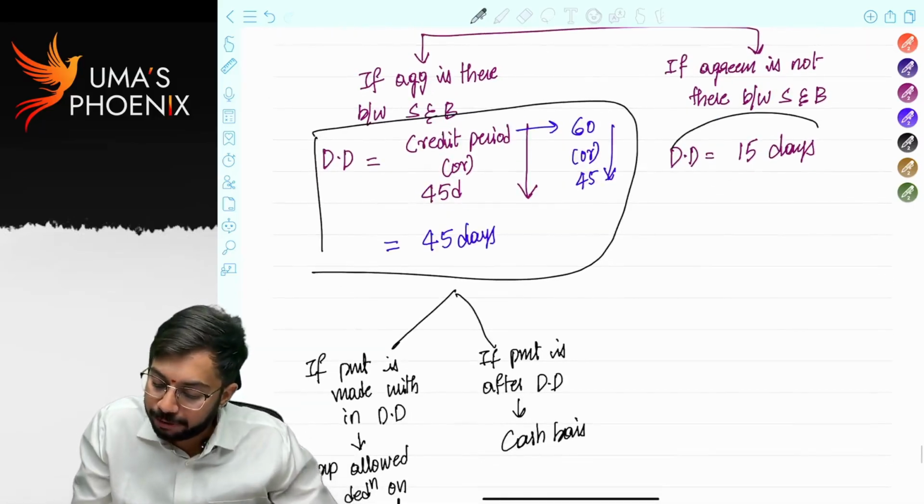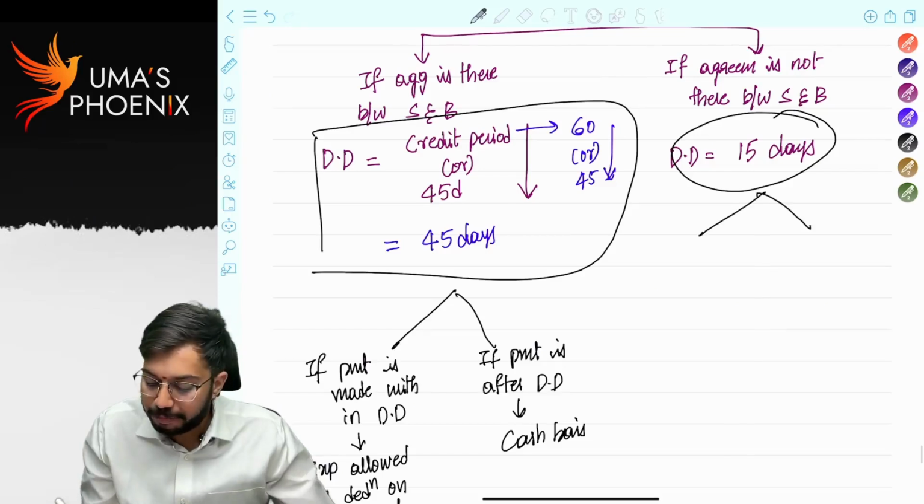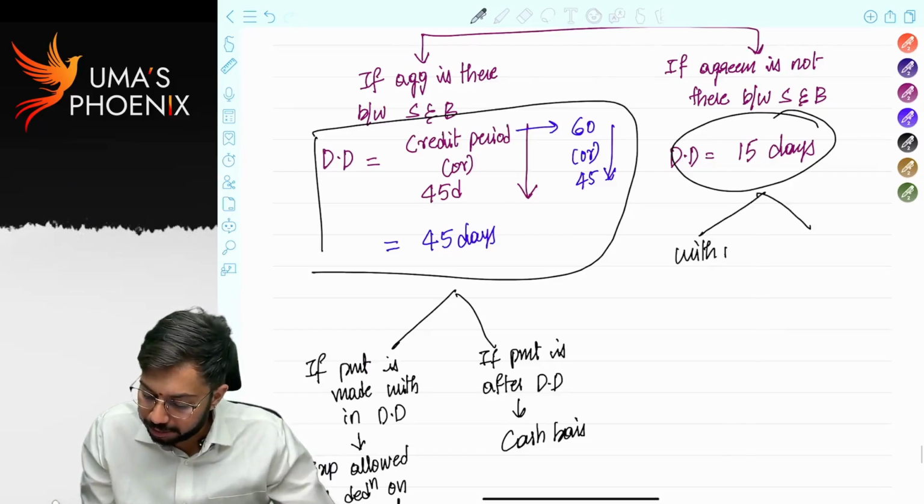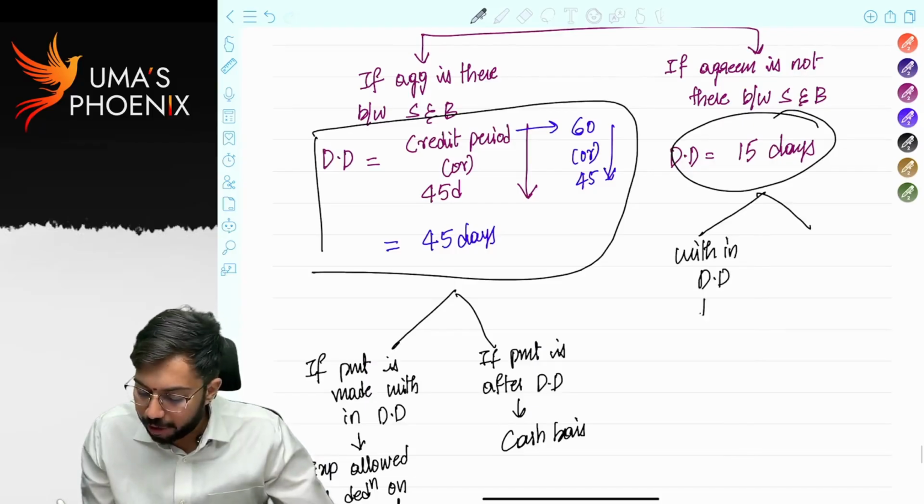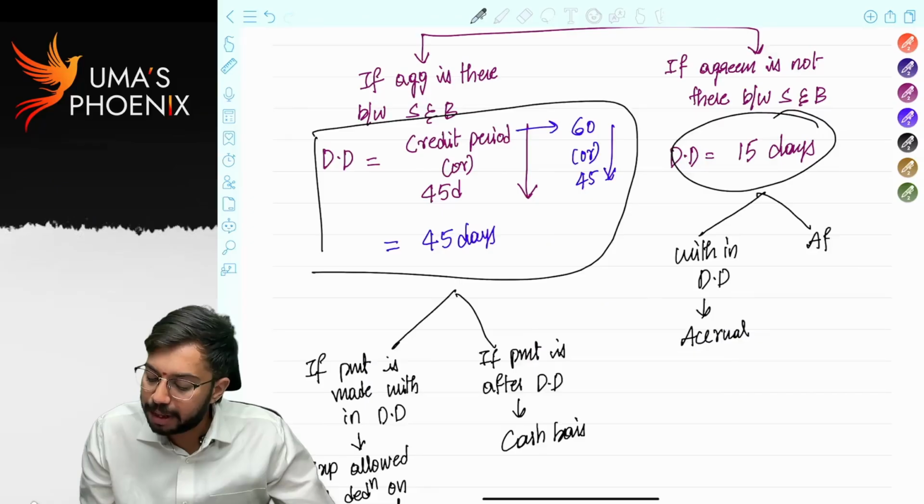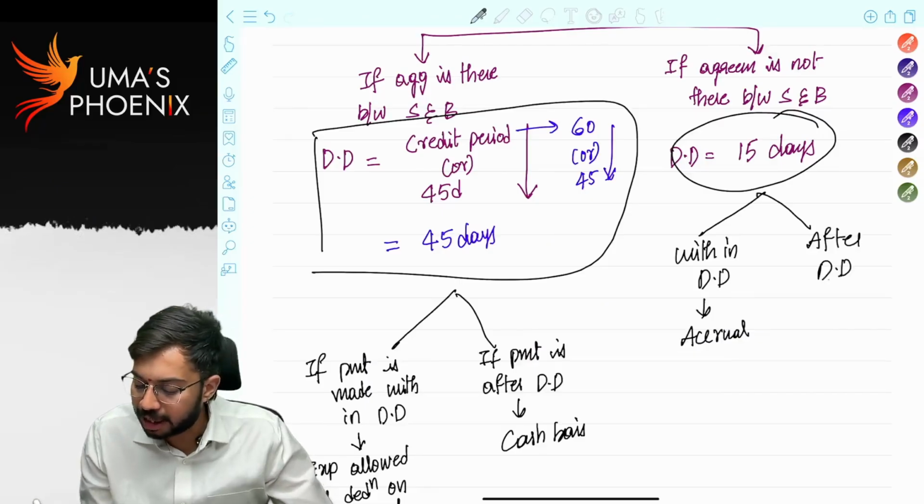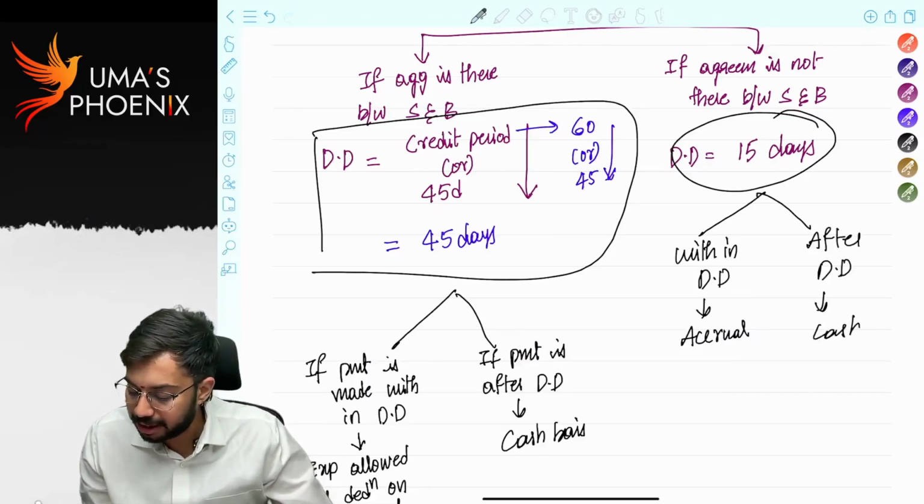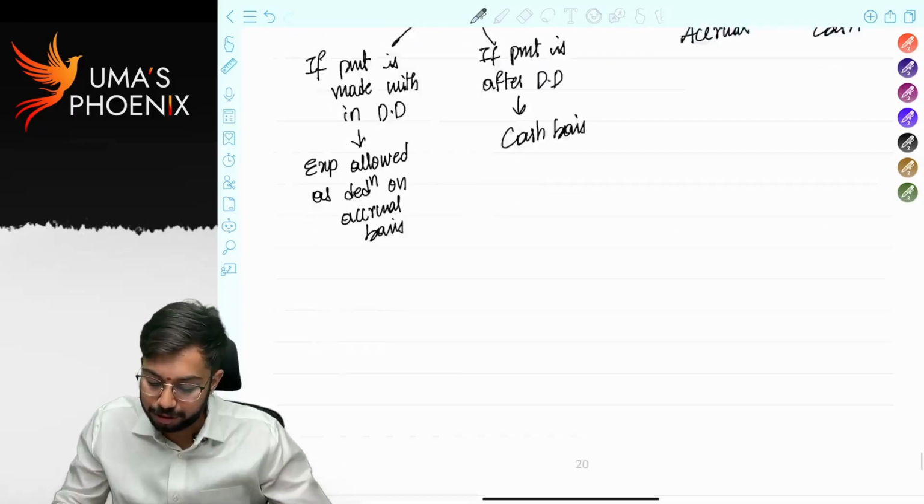Here due date is 15 days. If payment is made within the due date, allowed as deduction on accrual basis. If payment is made after due date, allowed as deduction on cash basis. Is it clear? Good.